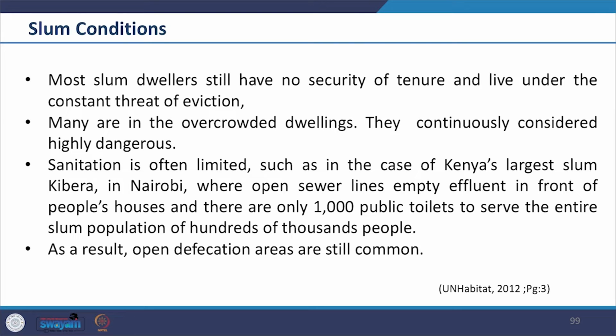Sanitation is often limited, so they have limited access to sanitation, such as the case in Kenya's largest slum, Kibera, in Nairobi, where open sewer lines empty effluent in front of people's houses, and there are only 1,000 public toilets to serve the entire slum population of hundreds of thousands of people. So, look at the accessibility issue here. As a result, open defecation areas are still common in these slums.